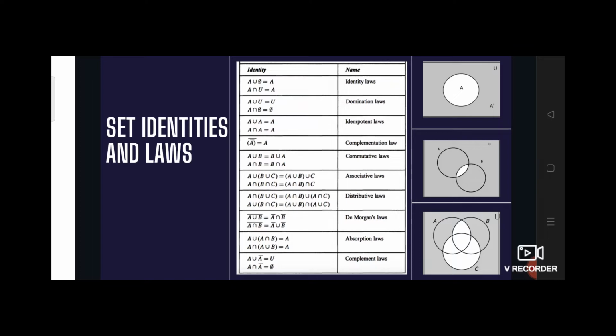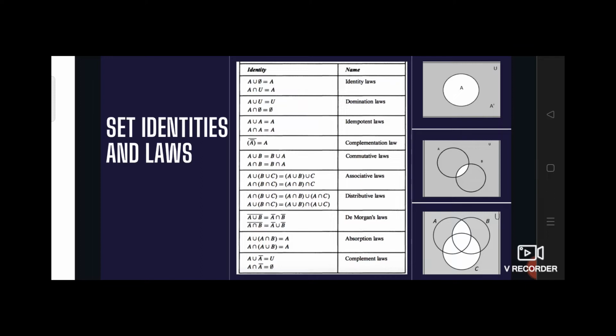Coming to the absorption laws, they are laws where a set B absorbs the set A. Here A is a subset of B. Hence, A intersection B would be A, and A union B would be B. Similarly, A union B is B and A intersection B would be A.